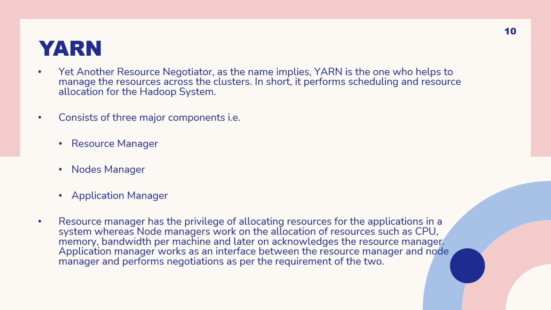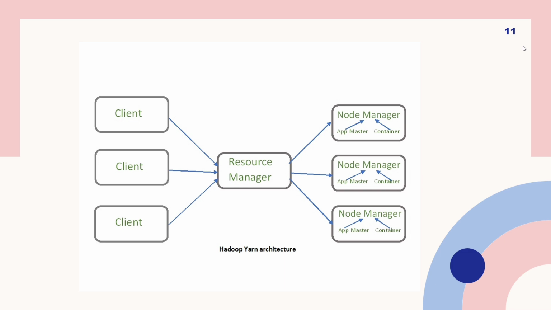Resource manager has the privilege of allocating resources for the applications in a system, whereas node managers work on the allocation of resources such as CPU, memory, bandwidth per machine, and later acknowledge the resource manager. Application manager works as an interface between the resource manager and node manager and performs negotiation as per the requirements of the two. As you can see, the structure of YARN.